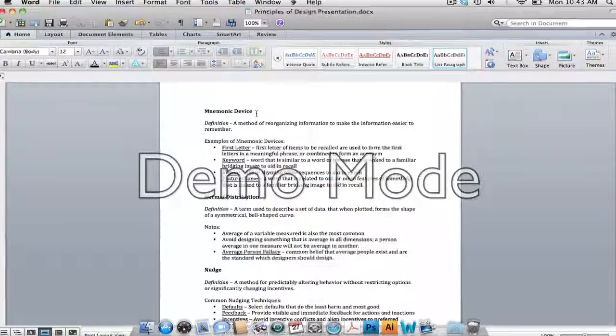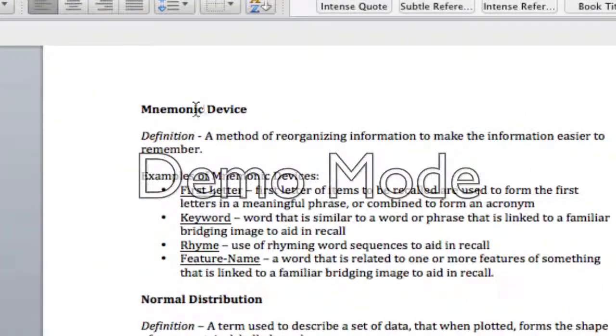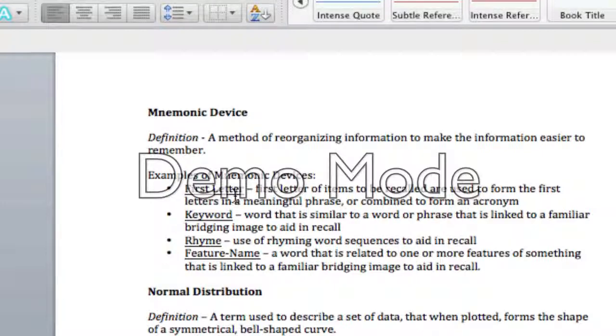A third principle is mnemonic device, a method of reorganizing information to make the information easier to remember. And the 3 types of mnemonic devices are: first letter, where the first letter of each item to be recalled is used to form the first letters in a meaningful phrase or combined to form an acronym. For example, please excuse my dear Aunt Sally is used to name the order of operations for algebra.